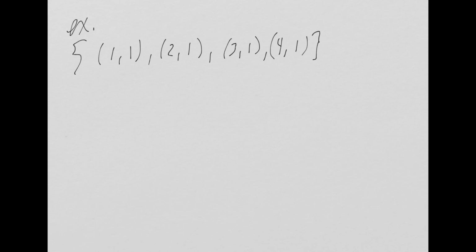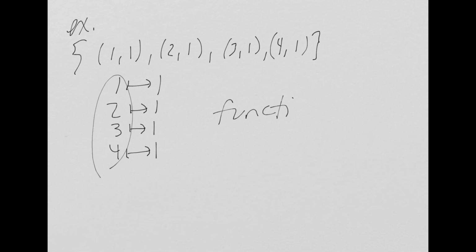What about this one? How about (1, 1), (2, 1), (3, 1), and (4, 1). Is this a function? Let's see, 1 mapped to 1, 2 mapped to 1, 3 mapped to 1, and 4 mapped to 1. Is there any problem with that? No. All of my x values are different, so it's fine. So this is a function. So just remember, for a function, you can't have x mapping to two different y values. That doesn't work for a function.